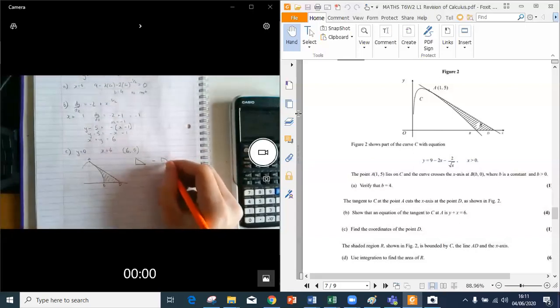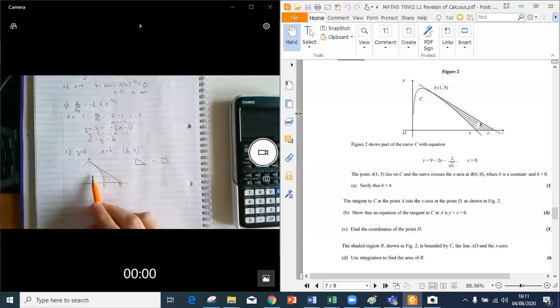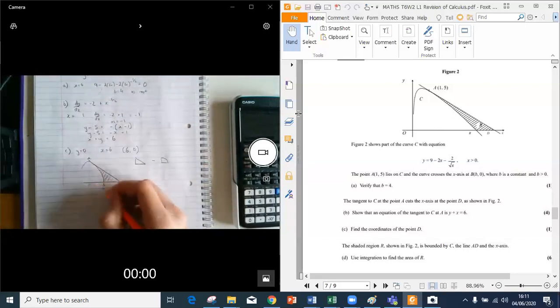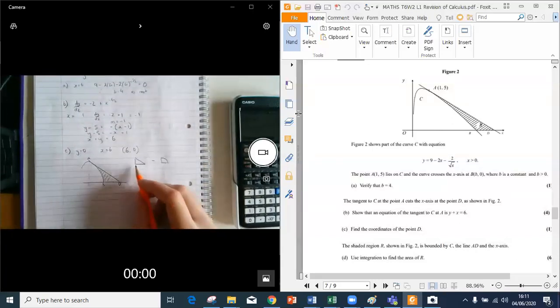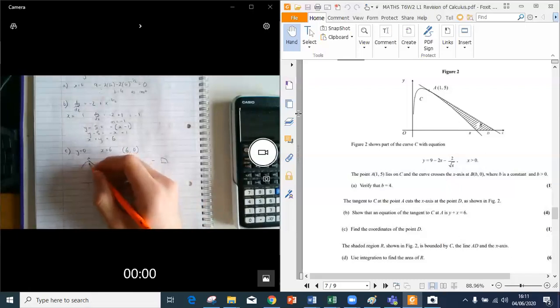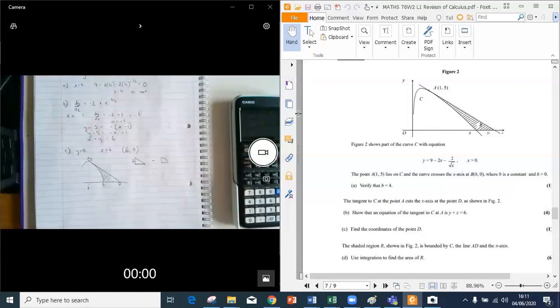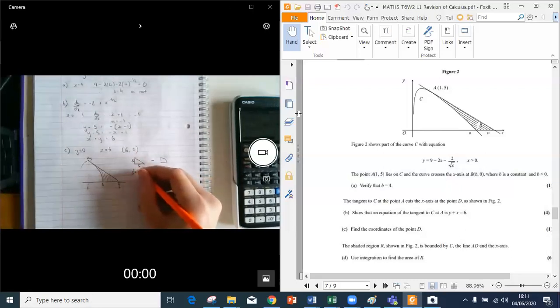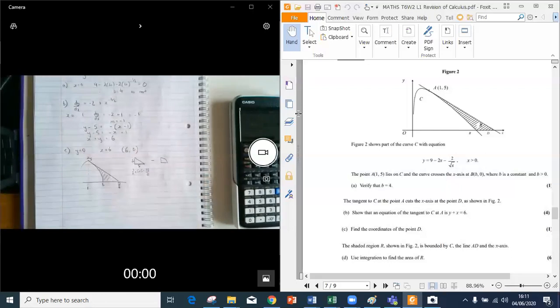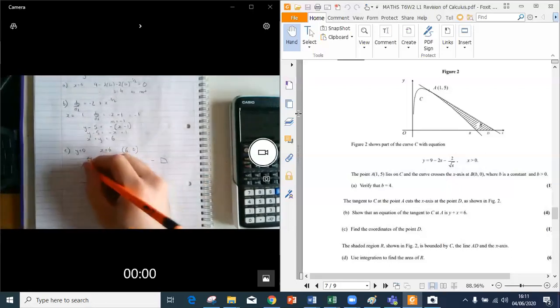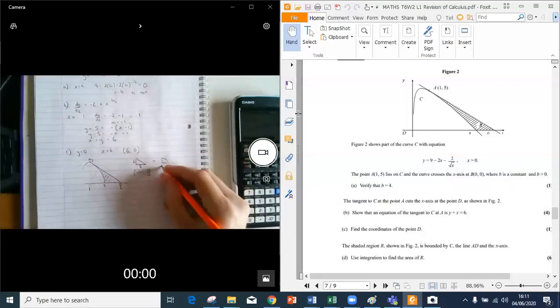Take away that white bit. And to get that white bit, I'm just going to integrate C between these two numbers, whatever A and B is. So let's just deal with the triangle first. We know the coordinates of A was 1 and y was 5. So this height here is 5, so it goes from 0 to 5. D, we just worked out, was 6. So from 1 to 6, it goes along by 5. So the area of the triangle is half times 5 times 5, so 25 over 2.